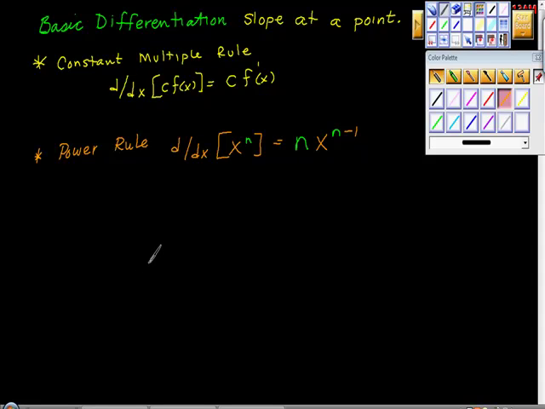What I'd like to do in this video is go back over a little bit of basic differentiation rules and then use basic differentiation to find the slope of a function at a given point. First, let's be reminded of the two or three rules that we've worked on so far.